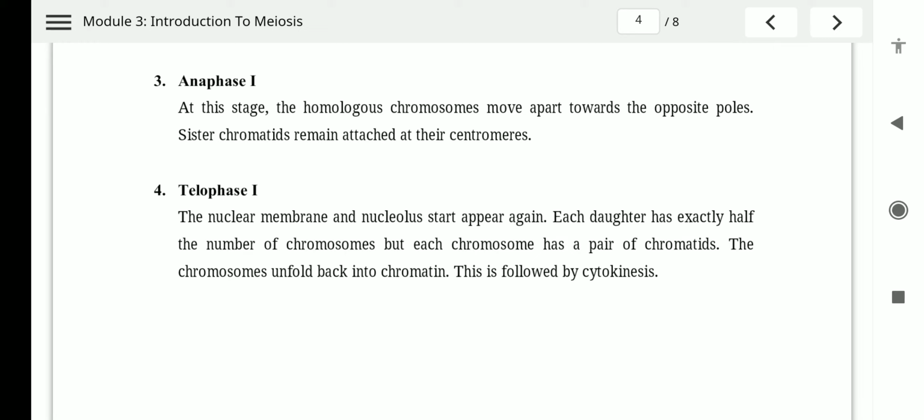So here the nuclear membrane and nucleus start to appear again, and each daughter cell has exactly half the number of chromosomes. But each chromosome has one pair of chromatids. So the chromosome unfolds back into chromatin, and this is followed by cytokinesis. So here from one diploid cell, two haploid daughter cells are formed. Later we will see in the diagram how this happens.